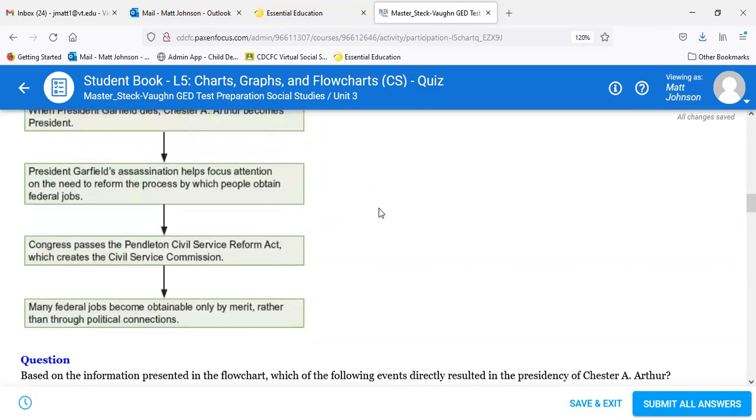Next, Congress passes the Pendleton Civil Service Reform Act, which creates the Civil Service Commission. It took about 2 years to get that act through Congress. And finally, many federal jobs become obtainable only by merit rather than through political connections.